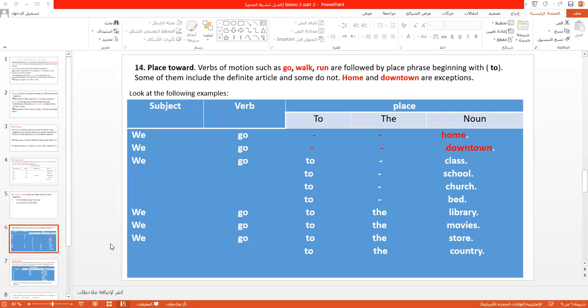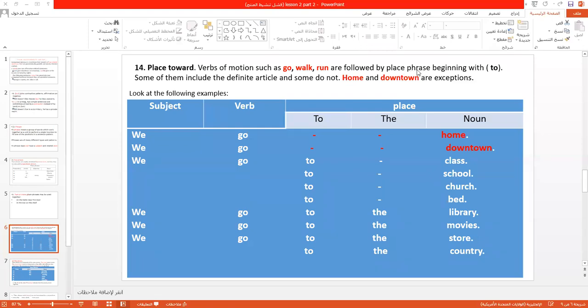Look, now within the place phrase, we have a place to work. Sometimes you want to mention what? A direction, or a direction to a place. So we call it place to work. Towards verb of motion. Motion is motion, حركة انتقالة, such as go, walk, run, look. These are verbs. They are followed by a place phrase.